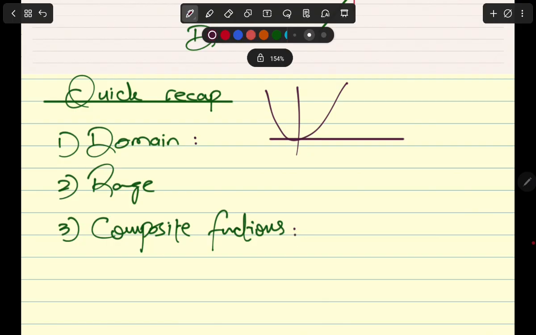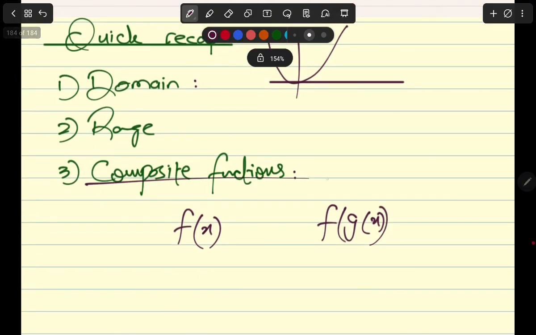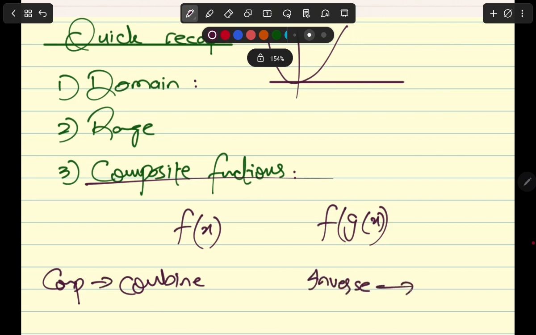Now, what are composite functions? If f(x) takes an input of x, then a composite function f g of x takes another function, g of x, as an input. So if composite functions combine functions, then inverse functions undo them. We are going to discuss this in a while.